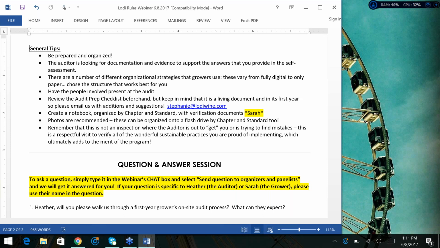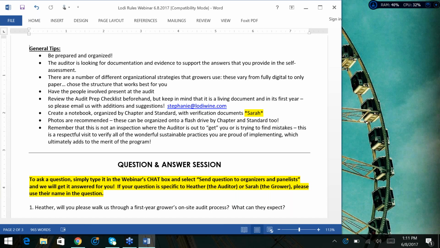And Sarah, do you want to give insight as to how you do this? Yes. So for those of you who are unfamiliar with my father, Stanton Lang, I've been running his Lodi Rules program certification for the last 10 years, all 10 that he's been in the program. So our binder is massive.